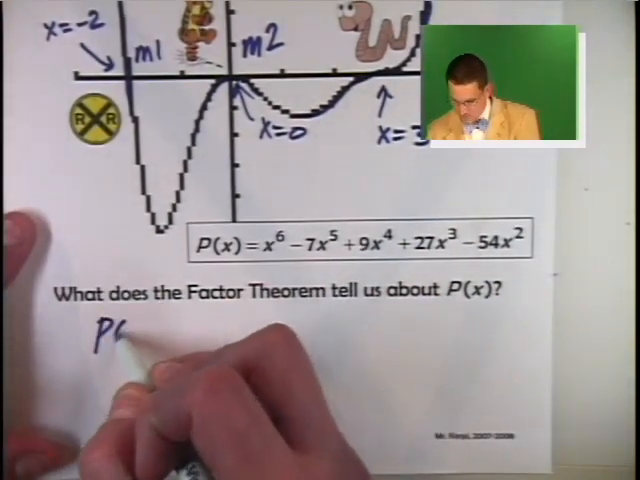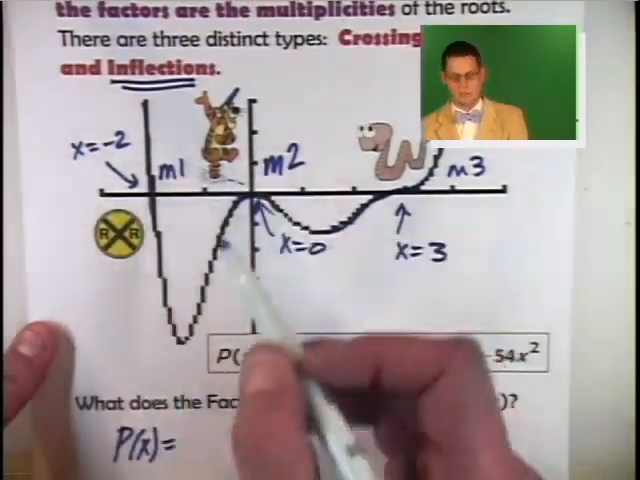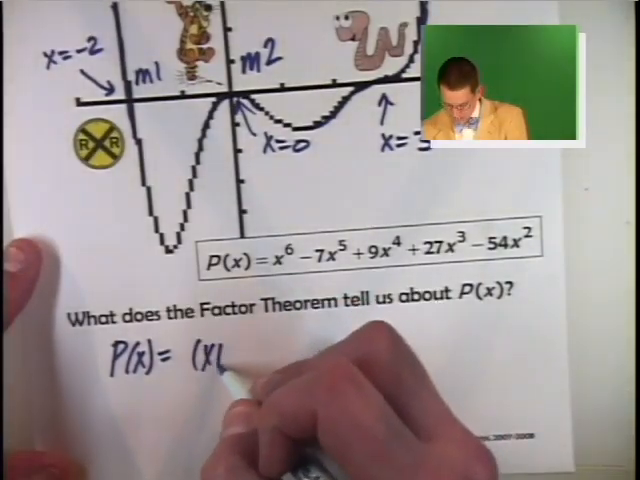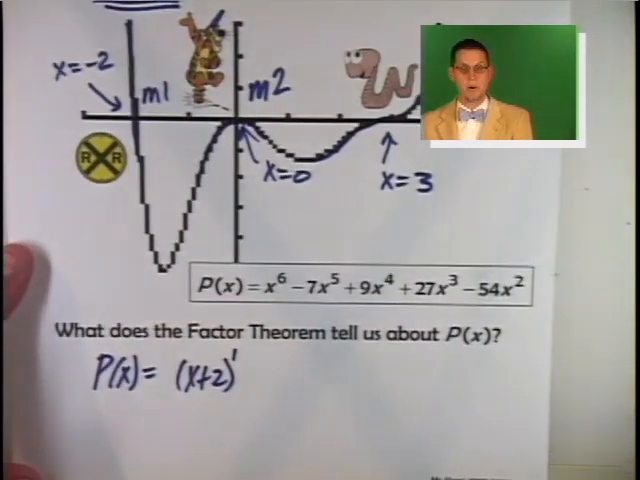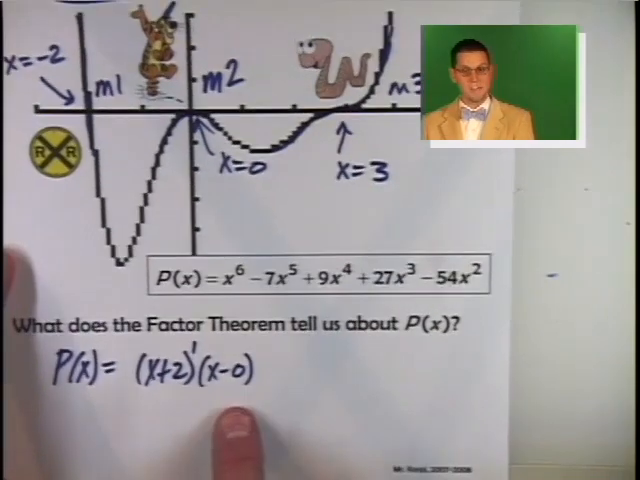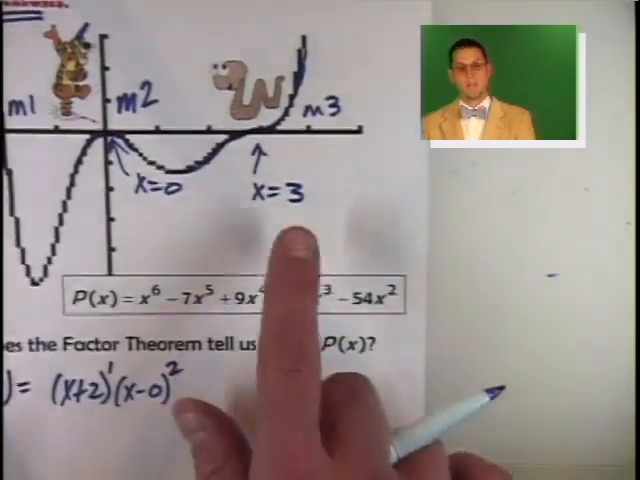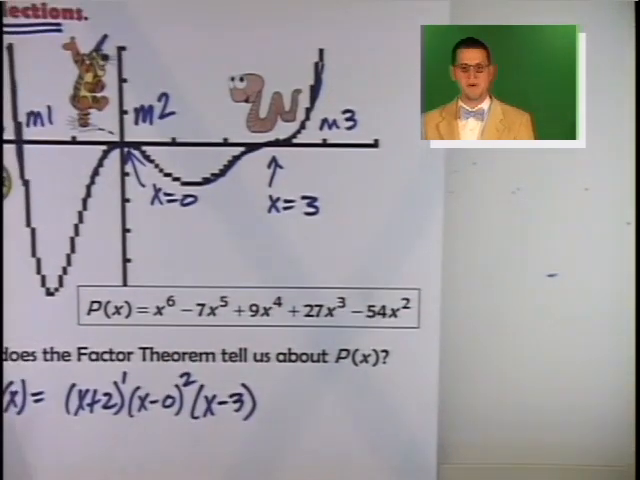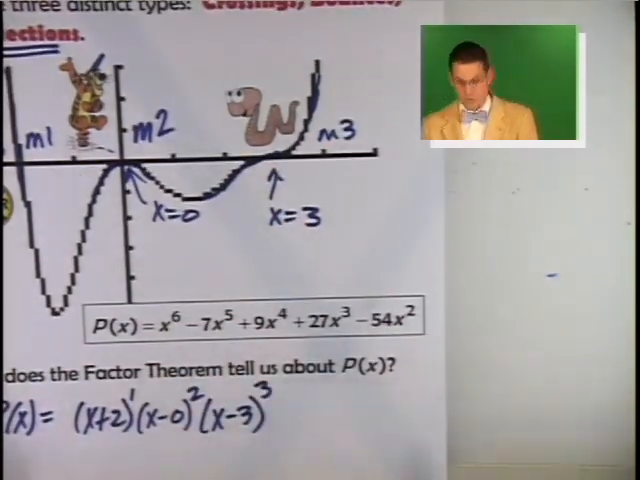We're going to call it p of x. Now, I'm going to leave a little space here in the front. I'm going to use the factor theorem. If negative 2 is a root, then x minus negative 2, or x plus 2, is a factor. The multiplicity it's across is 1, so that's its exponent. If 0 is a root, then x minus 0 is a factor. If it's a double root, it's a bounce. Multiplicity 2. If 3 is a root, then the factor theorem says x minus 3 is a factor. Since it's a wiggle or an inflection, we know it's multiplicity 3, so the exponent is 3.